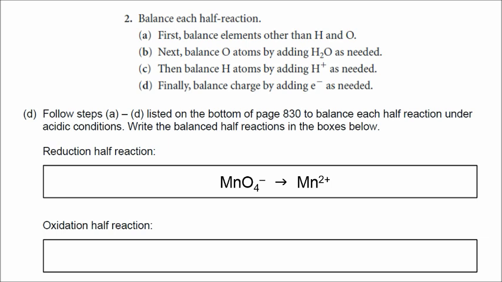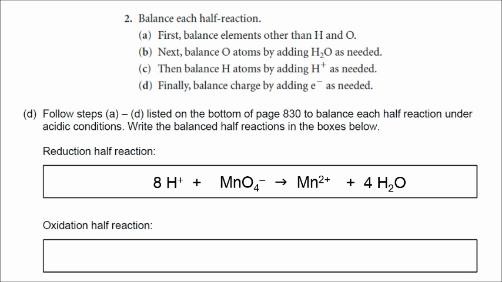Now we're going to balance the oxygen atoms by adding water molecules as needed. So in this case, we have 4 oxygen atoms on the left, so we're going to add 4 water molecules on the right. Now we're going to balance the hydrogen atoms by adding H plus ions as needed. In this case, we have 8 hydrogens on the right, so we're going to add 8 H plus ions on the left. Finally, we have to balance the charge by adding electrons as needed.